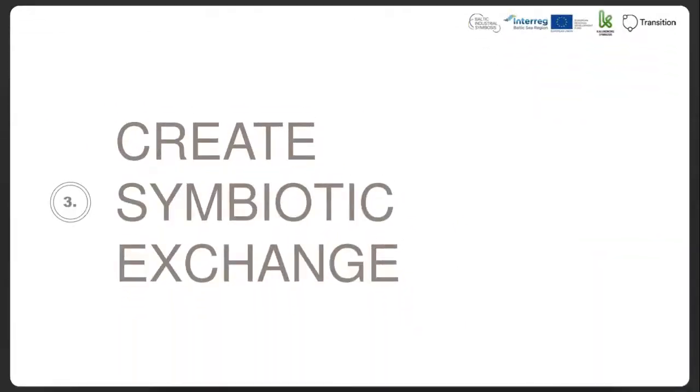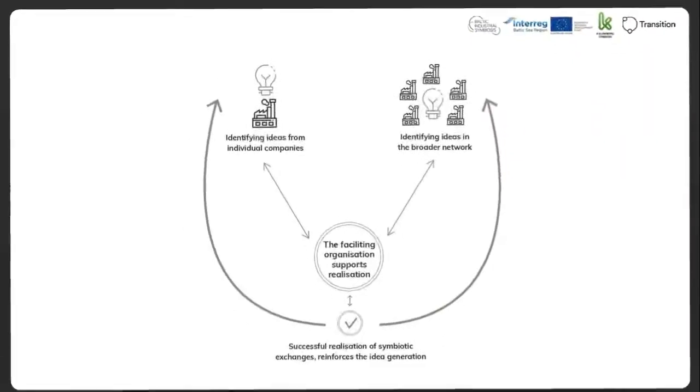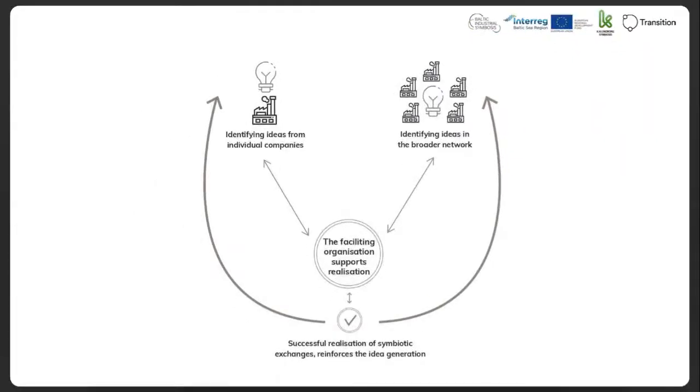Part 3 goes through the creation of the symbiotic exchanges among the companies. So this is when the industrial symbioses are created. And this part elaborates on the facilitator's role in identifying ideas and resources in individual companies, getting them together and screening the resources, matchmaking them, and supporting the implementation of the industrial symbiosis and the collaboration among the companies.